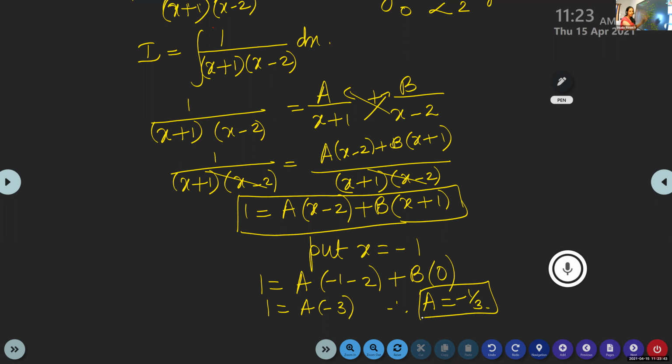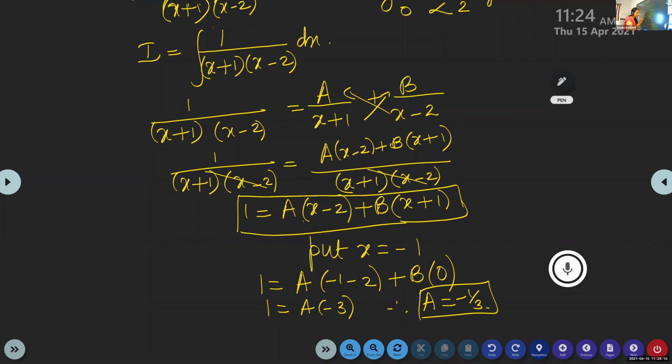Now to find B, what do you have to do? We should make A as 0, isn't it? In order to find B, we should make the term with A as 0. So what is the value you will assign for x? 2. Yes, Aishwarya, repeat it. +2. Is it correct?